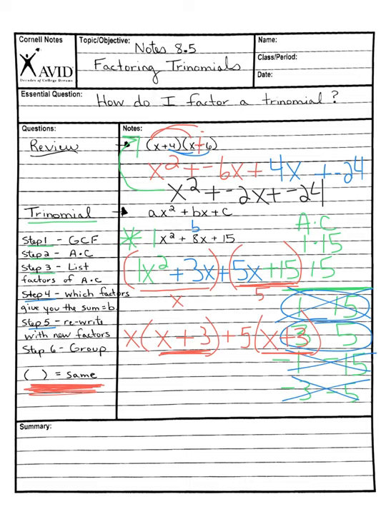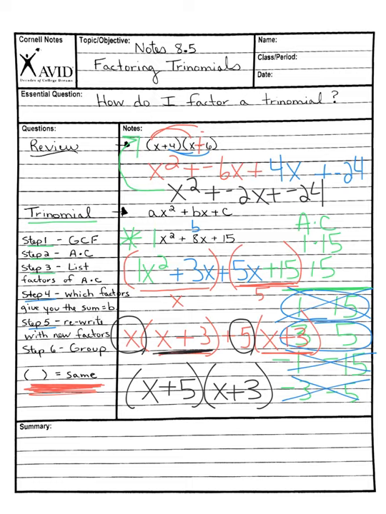So we can write our final answer for this one, completely factored, as x plus 5. I took my x and my plus 5, and I am multiplying it by x plus 3. And you're done. The reason that we don't have to put both x plus 3's is because that x and the 5 are both being multiplied by the exact same thing.